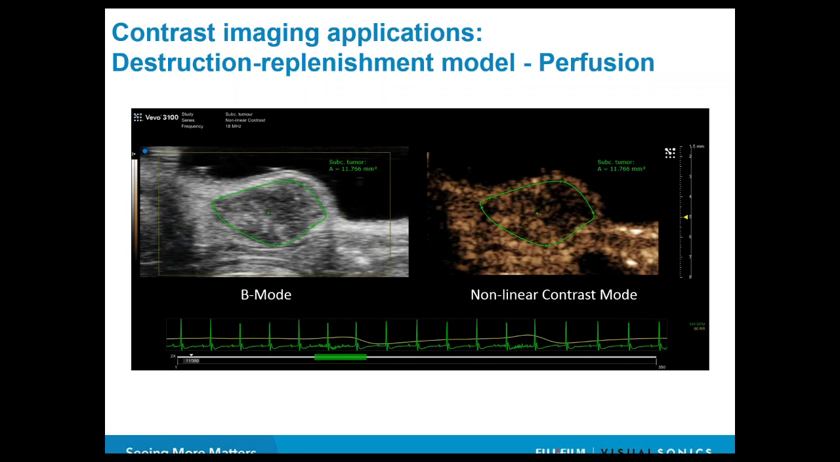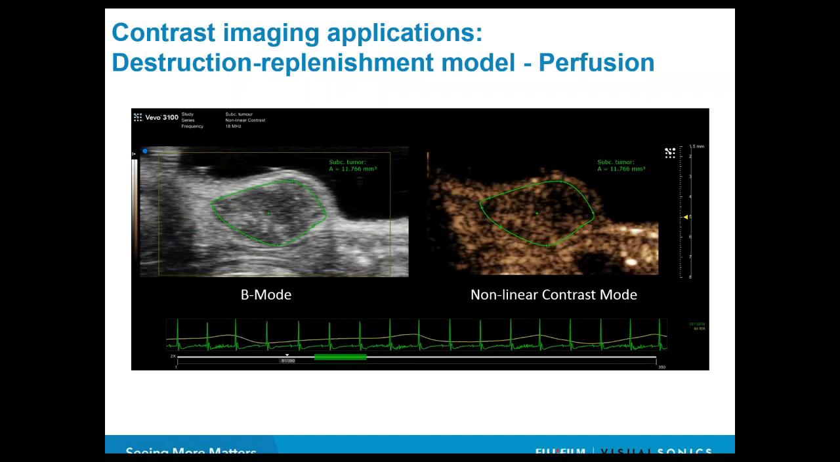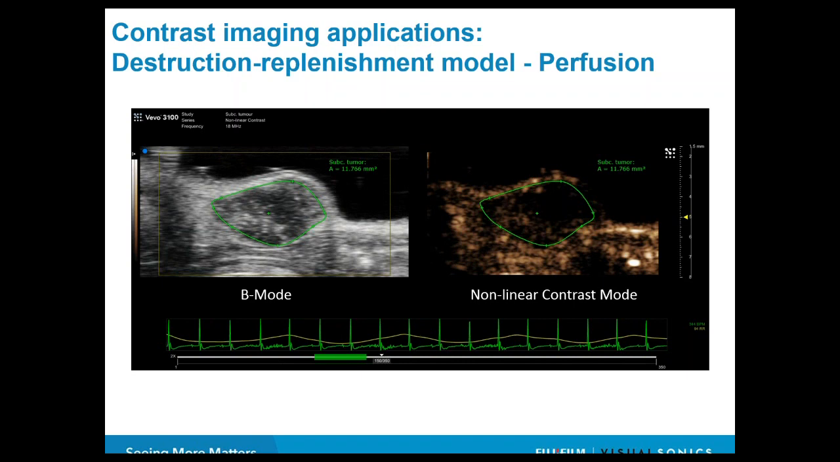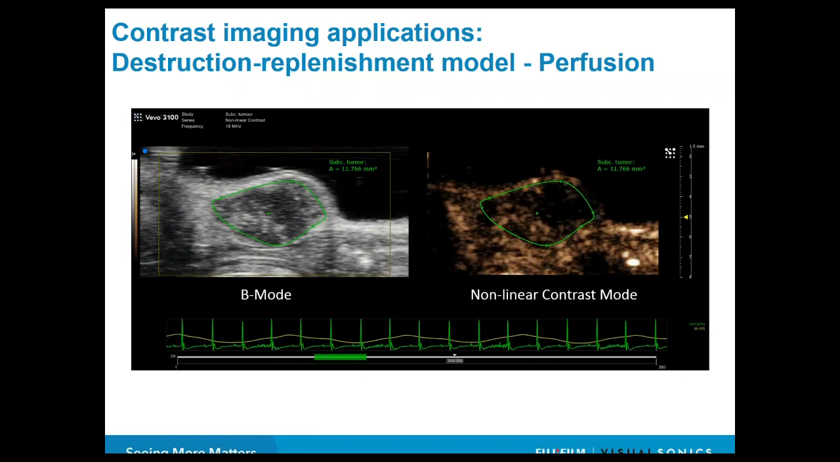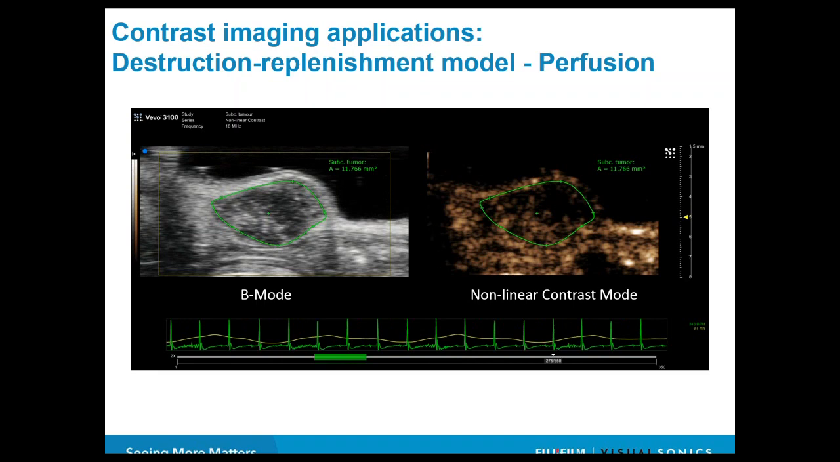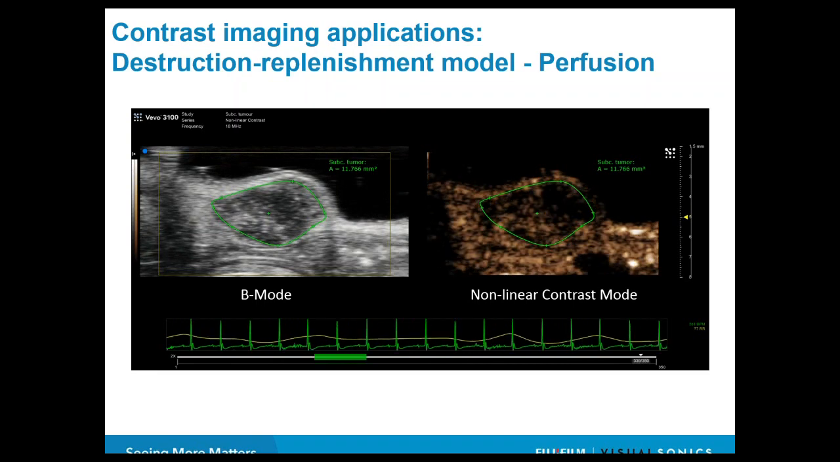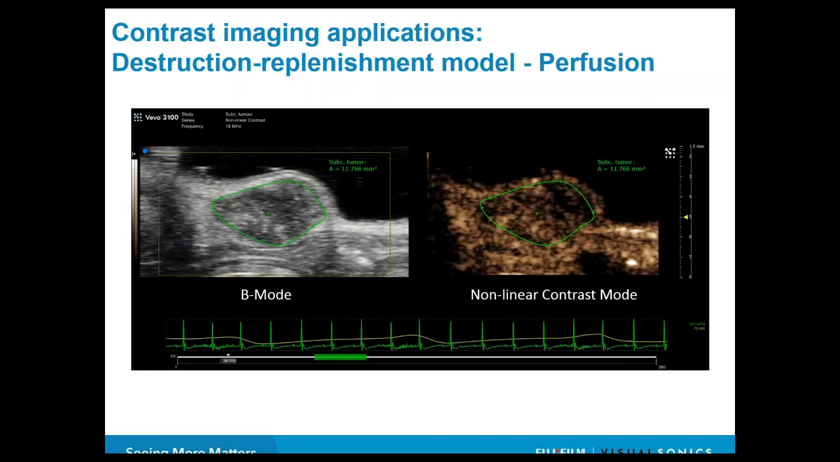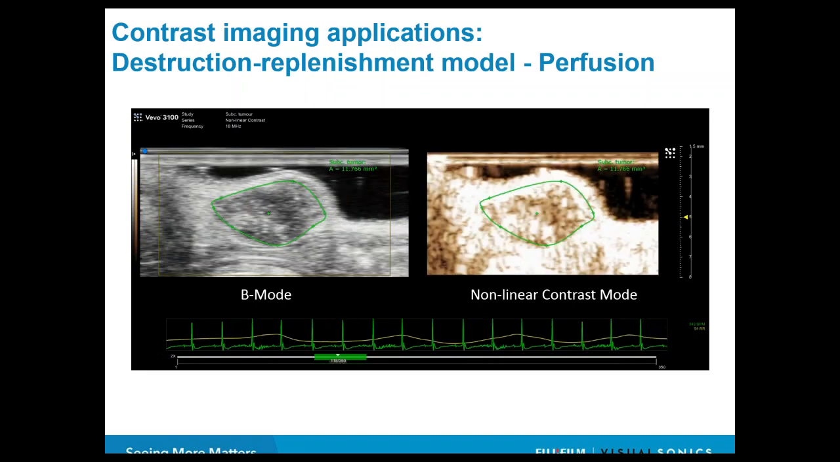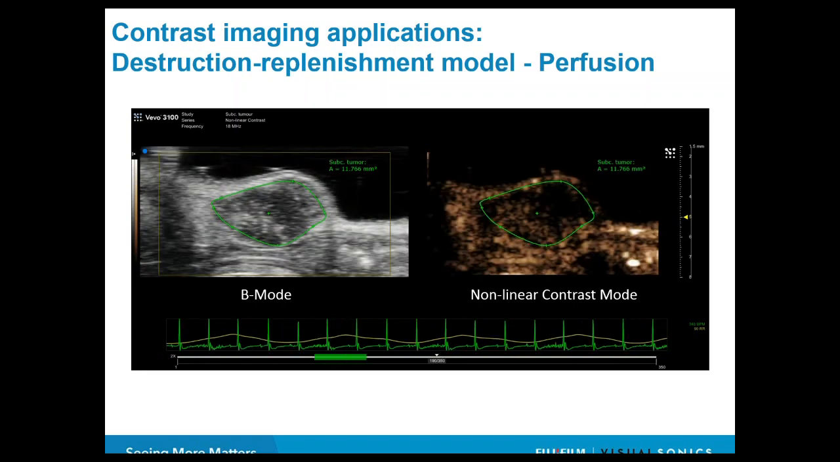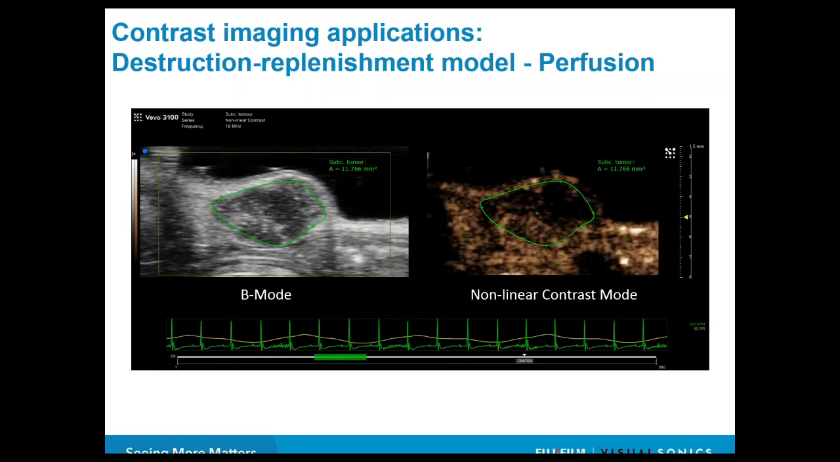Once we have the circulating state of microbubbles, we start recording, we image for a short period of time, and then we give a high power ultrasound burst to destroy the bubbles in our field of view, and then we can basically see the reperfusion, the bubbles rushing in from the tissue surrounding our area of interest.